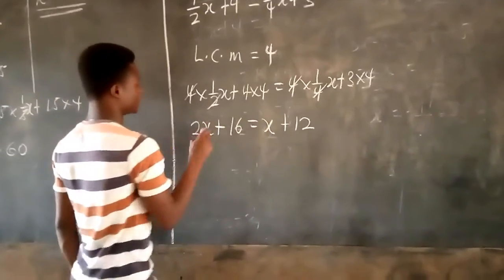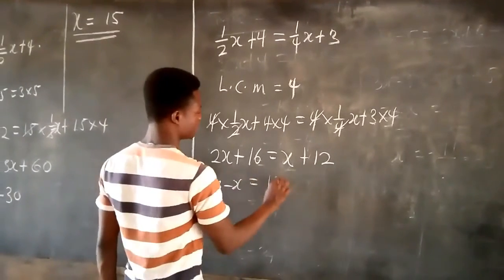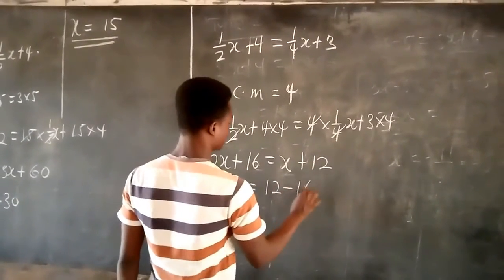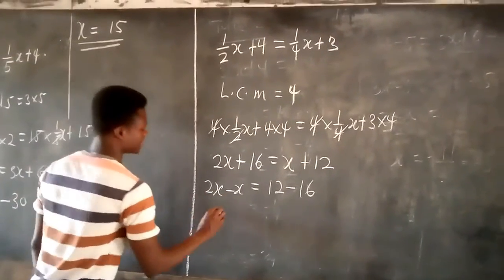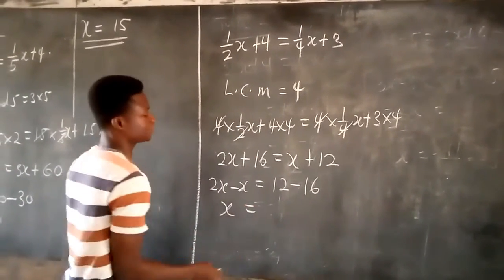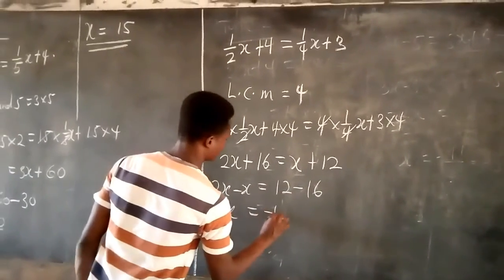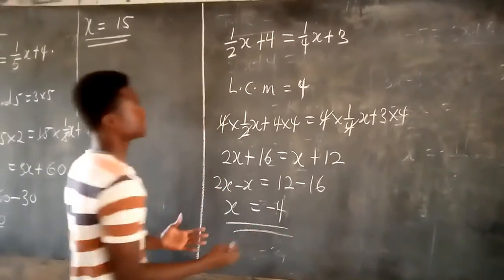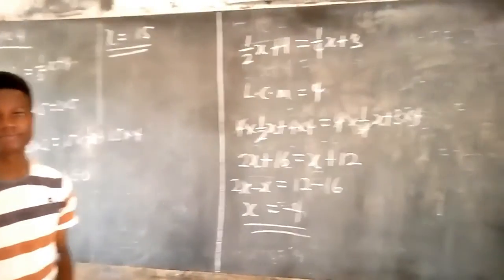So we are grouping like terms. We send x to where the 2x is and it becomes minus x, equal to 12 minus 16 there. So 2x minus x is x, which is now equal to 12 minus 16, which gives us minus 4. So this is the solution for this type 4 equation. Thank you.